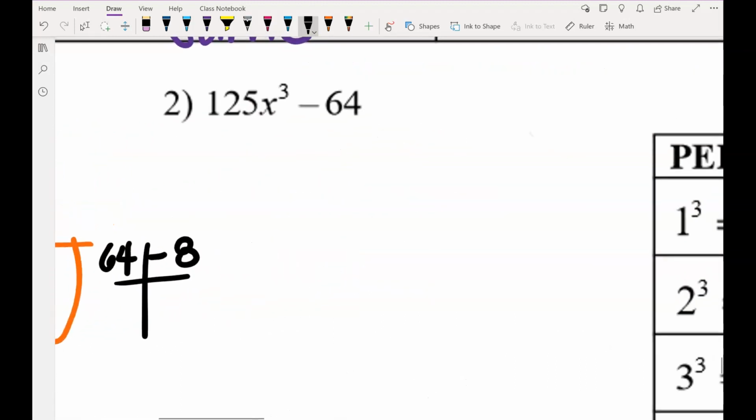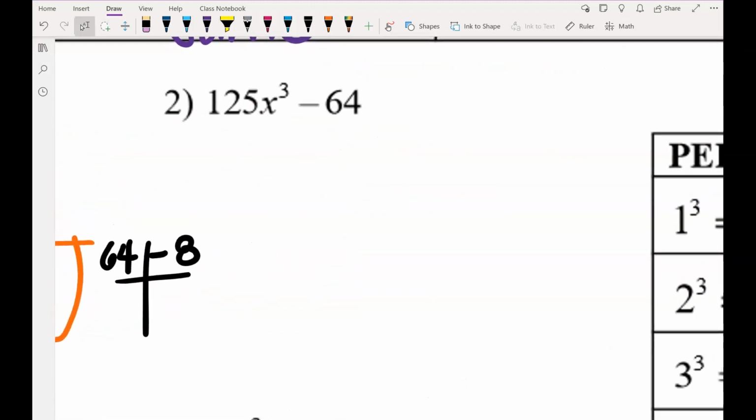Numero dos. It's 2 terms. There's a minus. Is it the difference of two squares? Is it a difference of two squares? No. Could it be a difference of two cubes? Yes. Let's check it out.